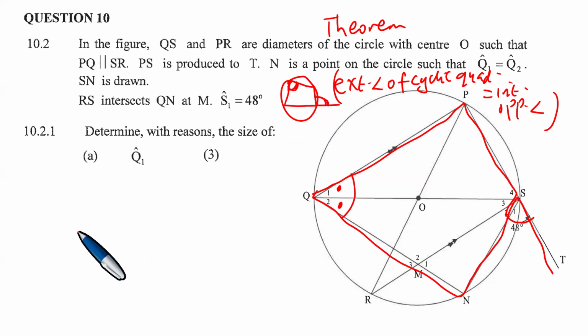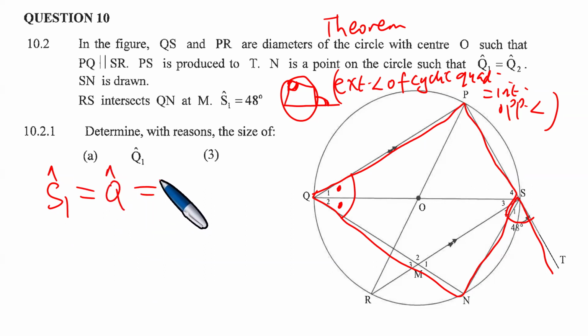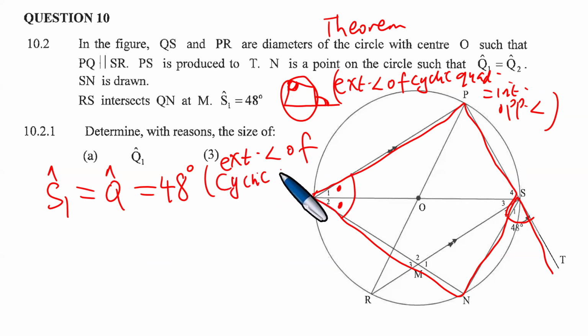So first things first, we write the geometry. That is what you are doing this term, most of you guys. So we say that angle S1 is equal to angle Q, which is equal to 48 degrees. Why? Because of the exterior angle of cyclic quad.